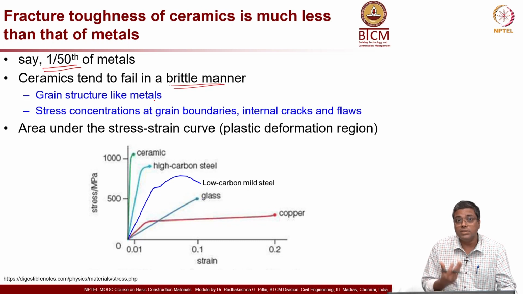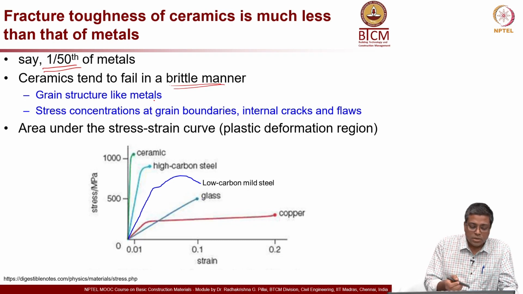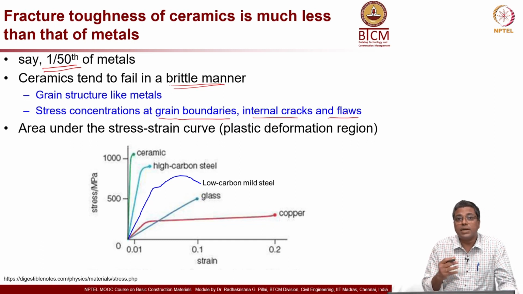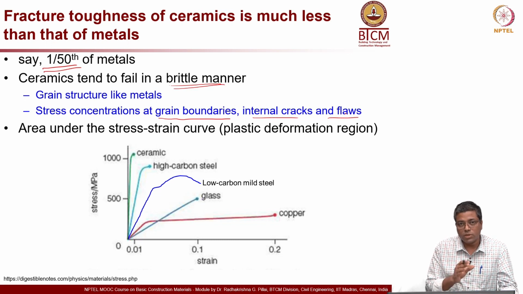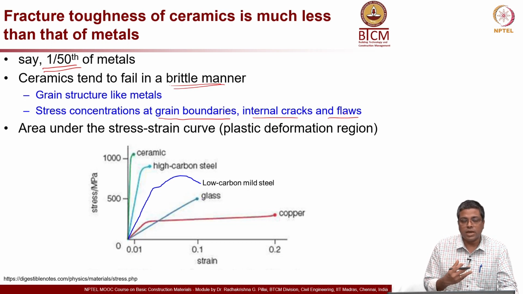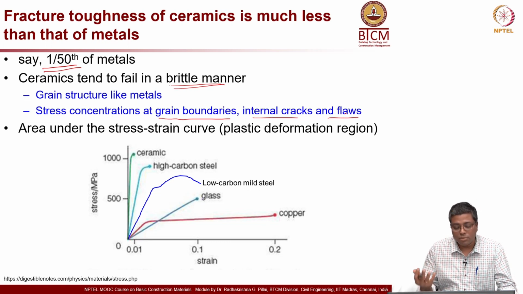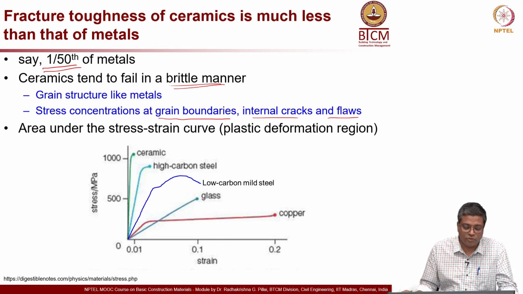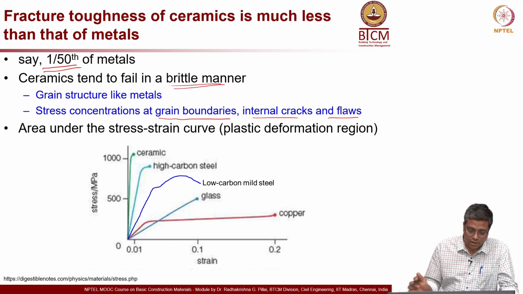We are looking at why this is breaking in a brittle manner. So, stress concentration can happen at grain boundaries, and also there could be internal cracks and flaws. So, these are the weak locations at which stress concentration can happen and then propagate, leading to failure or fracture of the material.